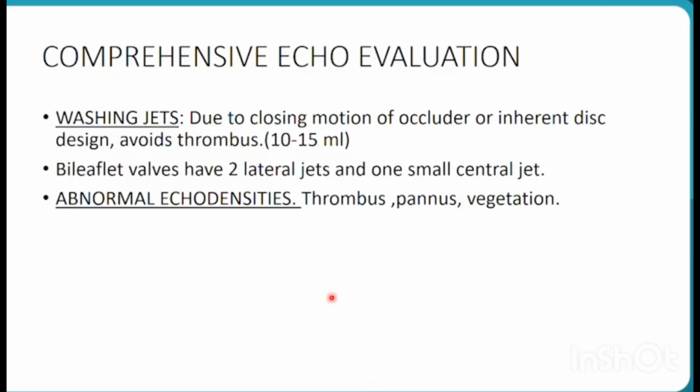Bileaflet valves have a central orifice and two lateral orifices. Accordingly, they can have two lateral jets and one small central jet. The central jet has to be small. If it is large, then you can consider that it is most probably a pathological regurgitation and needs further evaluation with TEE or clinically. And third is, as discussed, what are the abnormal echo densities, whether there is thrombus, pannus or vegetation.